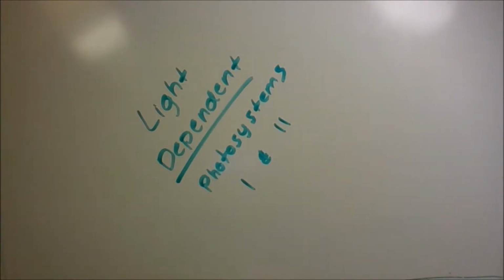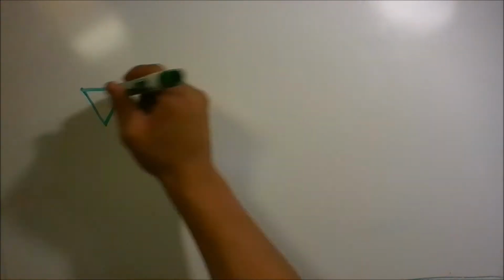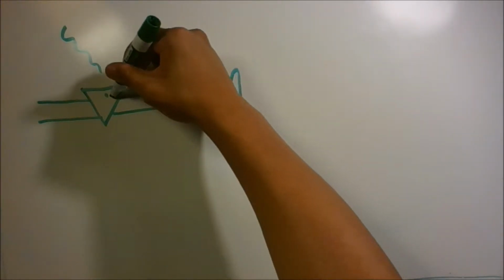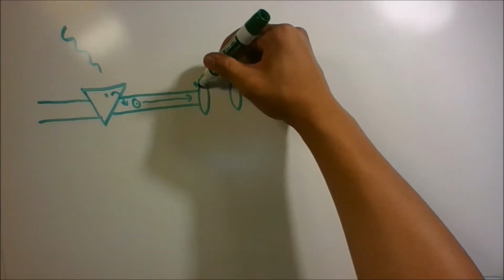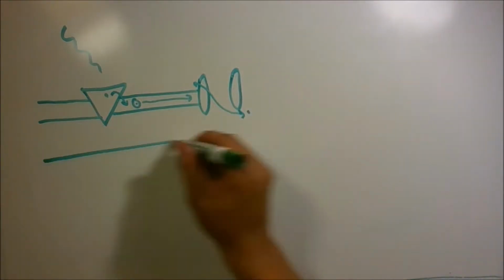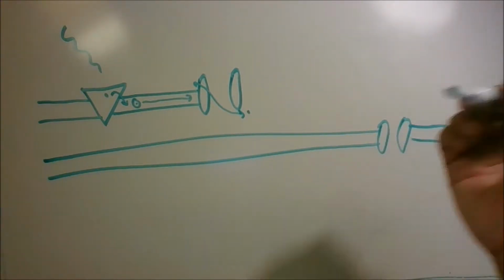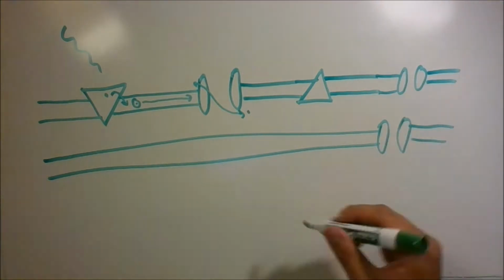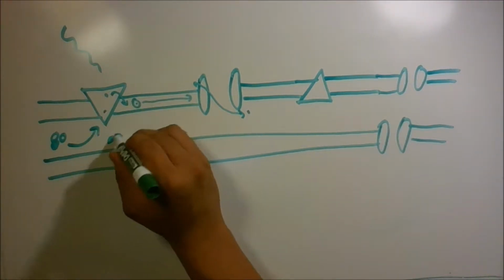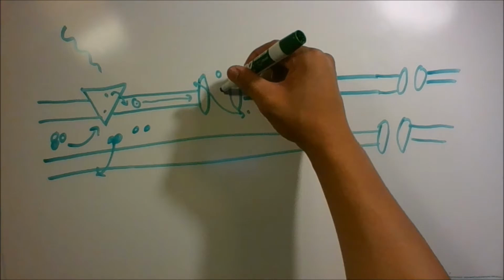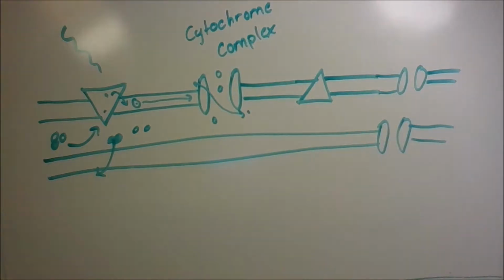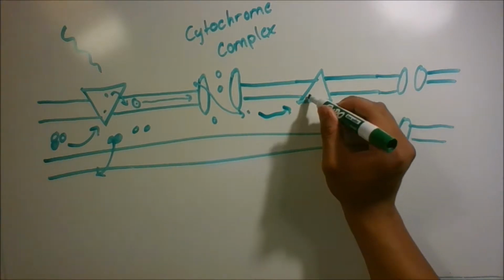Beginning with photosystem 2, electrons are excited by photons. These excited electrons jump onto mobile electron carriers and continue down the electron transport chain. The electron is replaced by splitting water to create oxygen and hydrogen ions. The cytochrome complex pumps more hydrogen ions in the thylakoid, creating a concentration gradient.